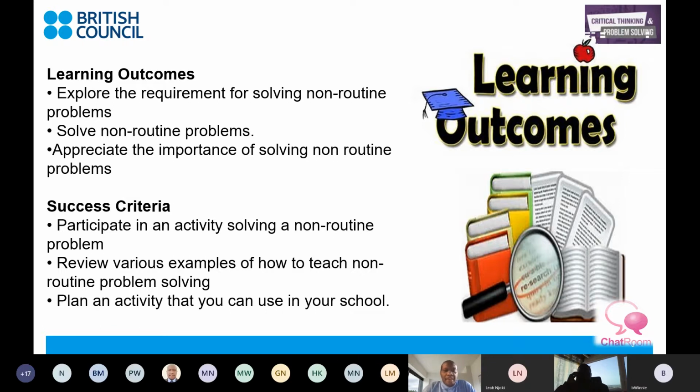So the success criteria will include your participation and your reviewing of the examples which will be given, as well as you planning for what you'll take away after this particular session ends.